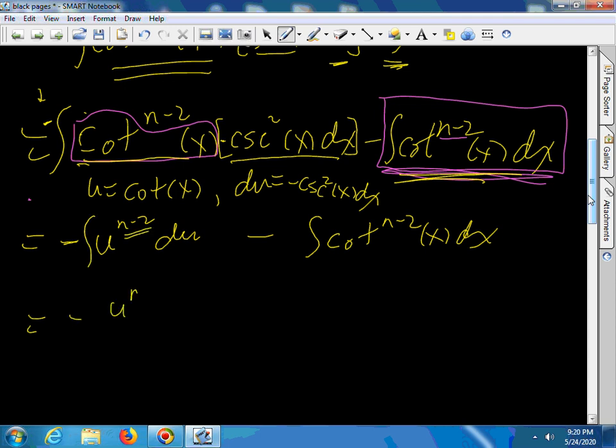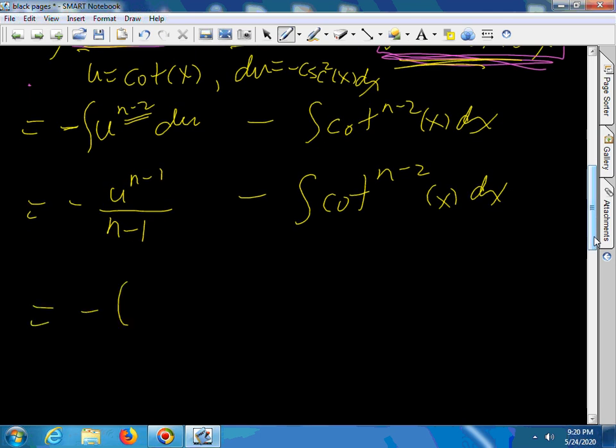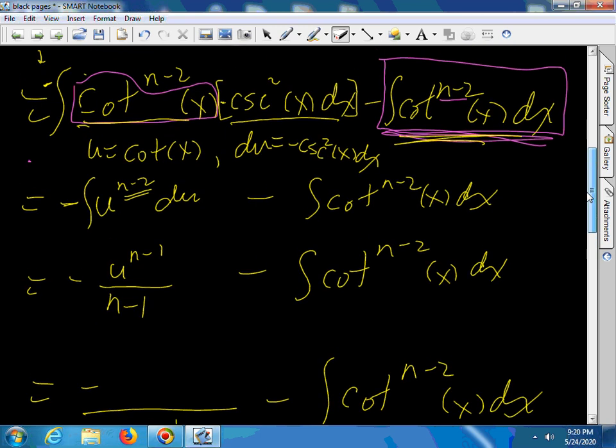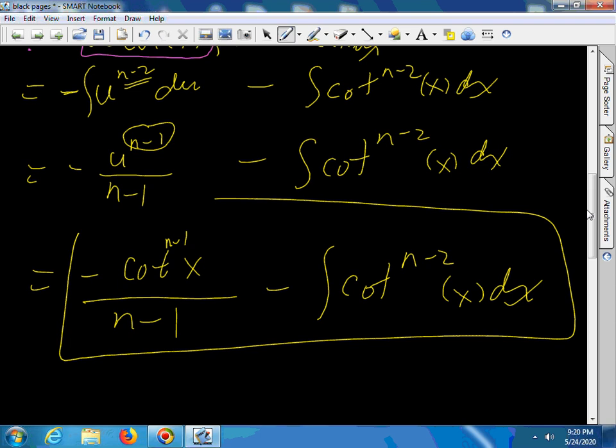You add 1 to that power, and then you divide by that power, minus this integral. And now, we substitute back, and we say done. This is negative u over n minus 1 minus the integral of cotangent n minus 2 dx. I really don't want the brackets. In any case, it's u to the n minus 1. Don't guess. Look back. I wrote it down. U is equal to cotangent x. So you want it to the n minus first power. So here is your reduction formula.